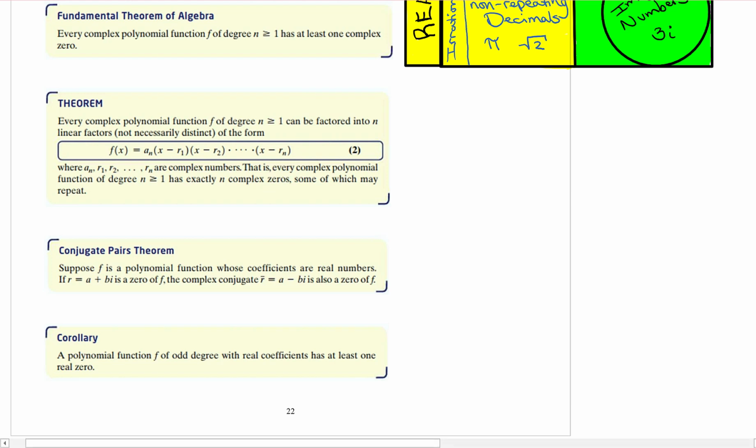So now the degree of the polynomial function is going to tell you how many zeros, right? And if it's got that many zeros, n number of zeros, it's got n number of factors as well, right?